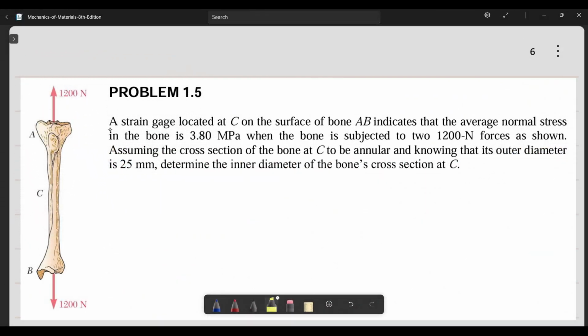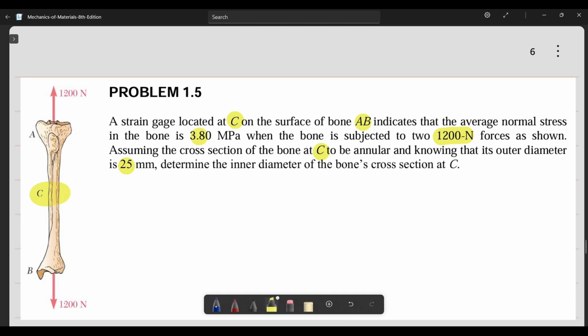First, let's read the question. A strain gauge located at C on the surface of bone AB indicates that the average normal stress in the bone is 1.8 megapascal when the bone is subjected to two 1200 Newton forces as shown. Assuming the cross-section of the bone at C to be annular and knowing that its outer diameter is 25 millimeters, determine the inner diameter of the bone's cross-section at C.